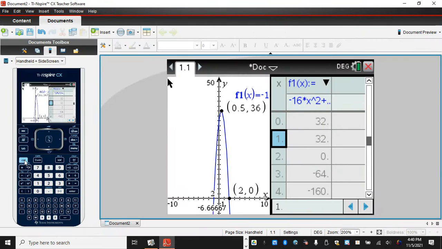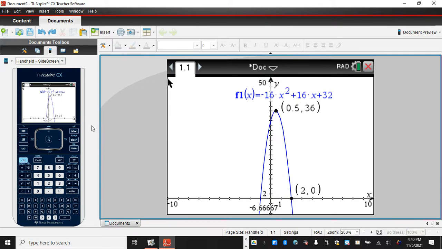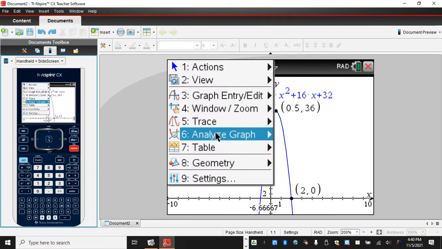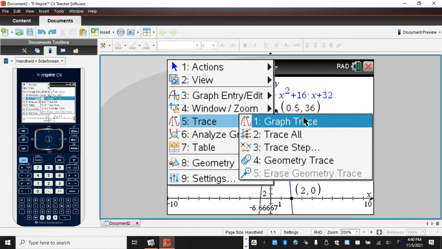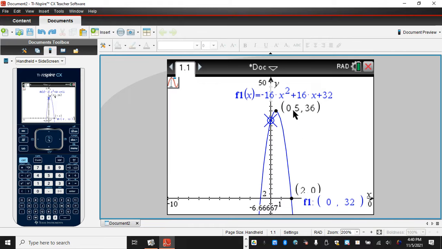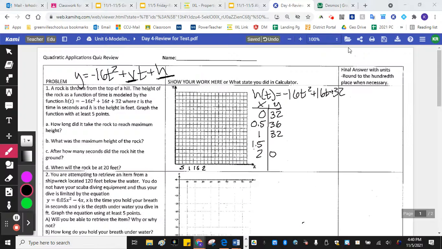I just found out that I can enter any point I want. Menu, trace, graph trace. And I can type in x equals 1.5, and it'll tell me that point, 1.5, 20. What? Zane figured that out. So if you see this, thanks Zane for that. Love it. 1.5, 20. So that's what I'm going to graph.